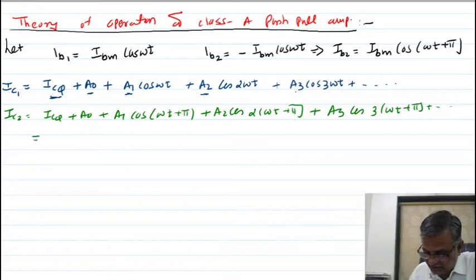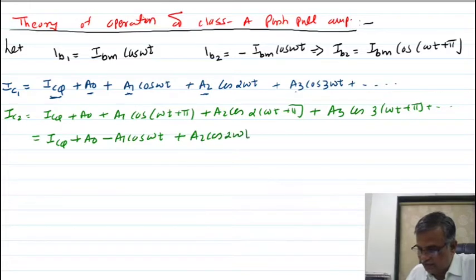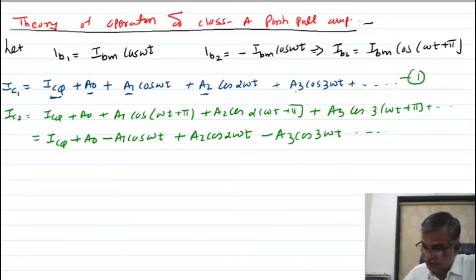So I can write it is ICQ plus A0, this is minus A1 cos omega t, you know, because pi plus theta is minus cos theta, so I am writing for this. This is plus A2 cos 2 omega t, because cos 2 omega t plus 2 pi. So you can write minus A3 cos 3 omega t and so on. Say this is equation number 1. Say this is equation number 2.